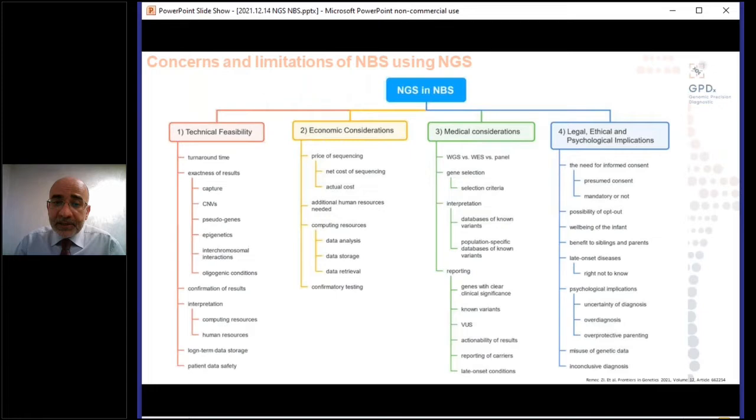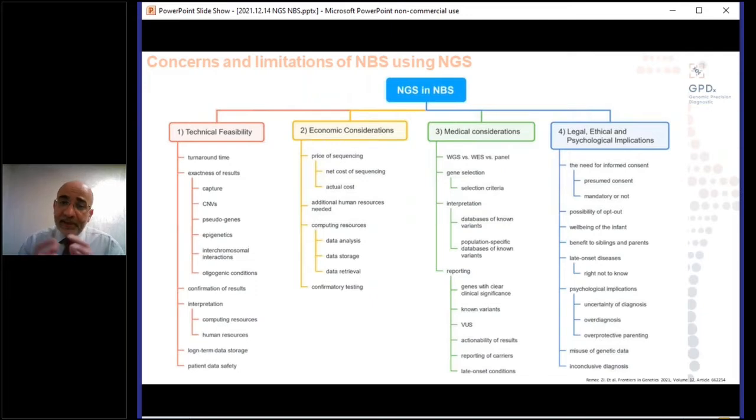Regarding the economic consideration, of course, the cost. The cost is one big challenge, although with the advancement in technology, the cost of NGS is getting lower and lower, making this challenge less. But we have not only the cost of sequencing, but also the cost of data analysis and storing data and adding experts to look at these results, and the cost of confirming the results of the newborn screening also.